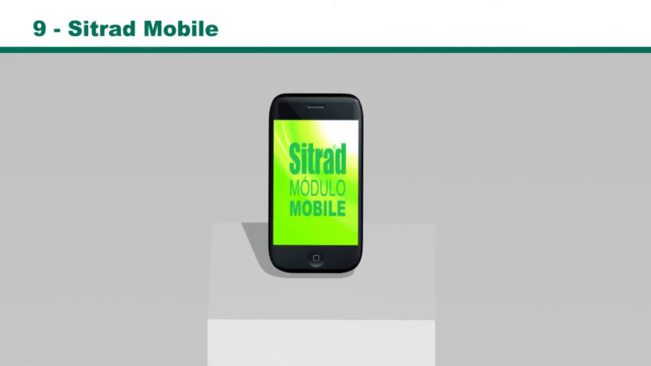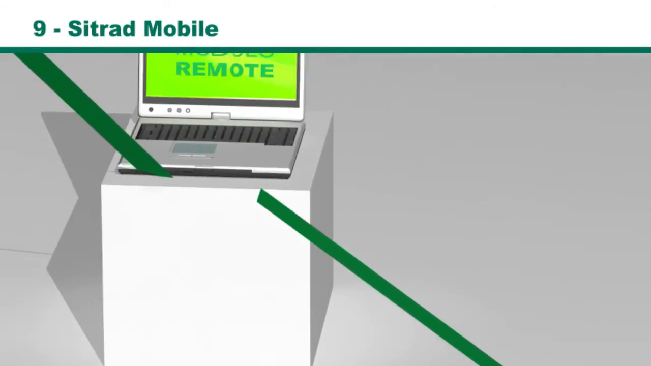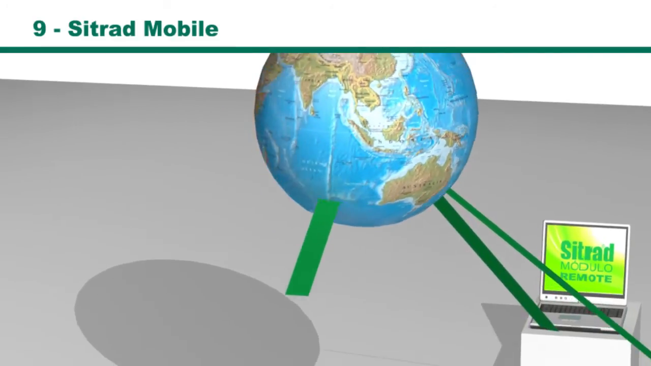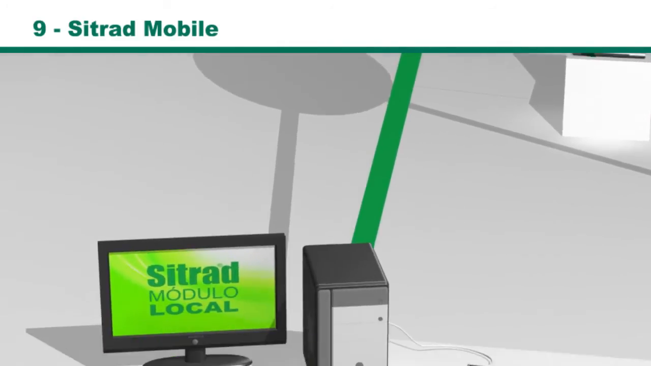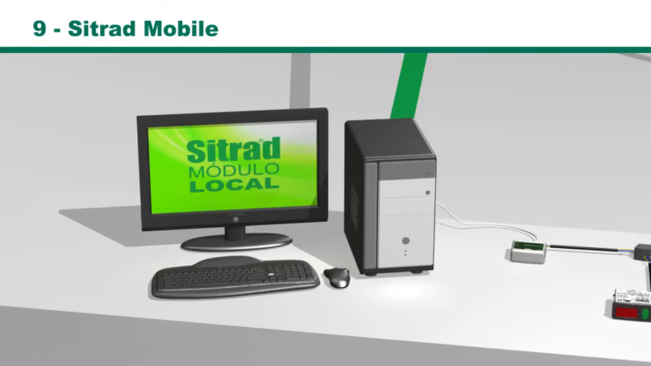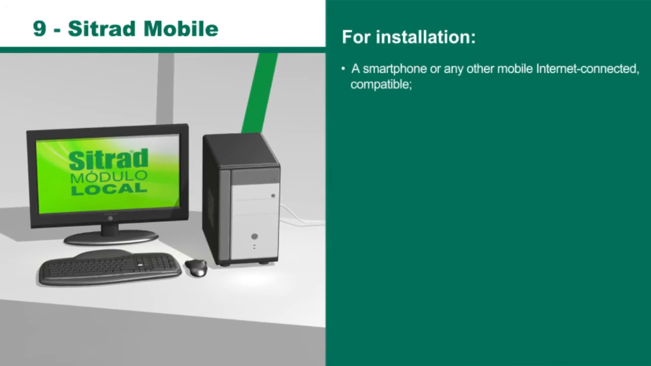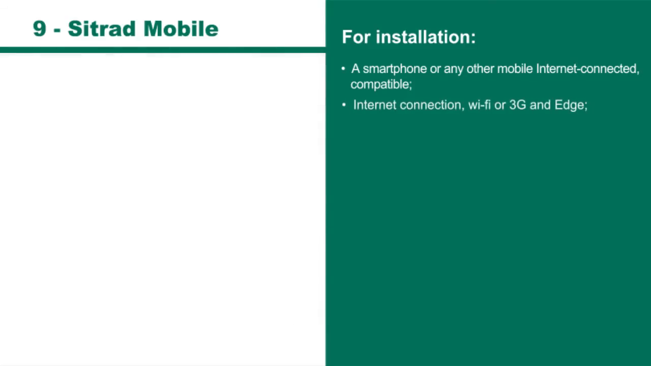Sitrad Mobile. Sitrad Mobile is a module installed on smartphones or other common mobile phones, which enables the remote managing of Sitrad Local information, with the facilities of a smartphone providing mobility to access at any time, especially when the alarms are configured to notify you. For installation, we'll need a smartphone or any other mobile device compatible with Sitrad Mobile. Internet connection, Wi-Fi or 3G and Edge.